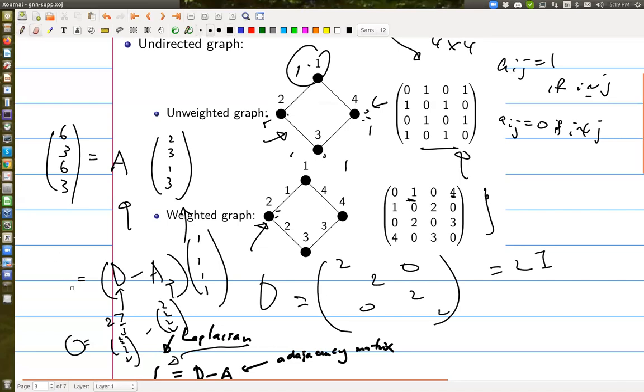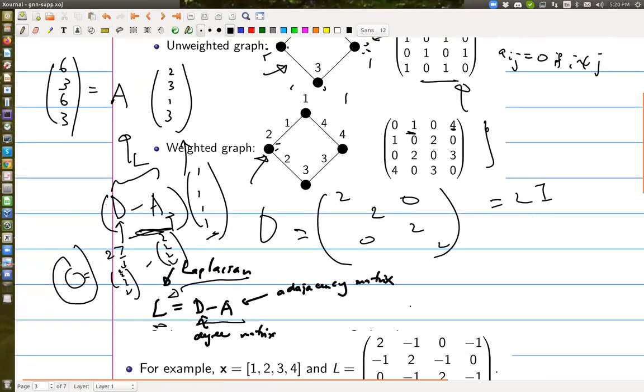If I operate the Laplacian matrix L on the signal 1, 1, 1, 1, I will get 0. By the way, this is a property of the Laplacian operator: if you have a constant signal, you should always get 0.